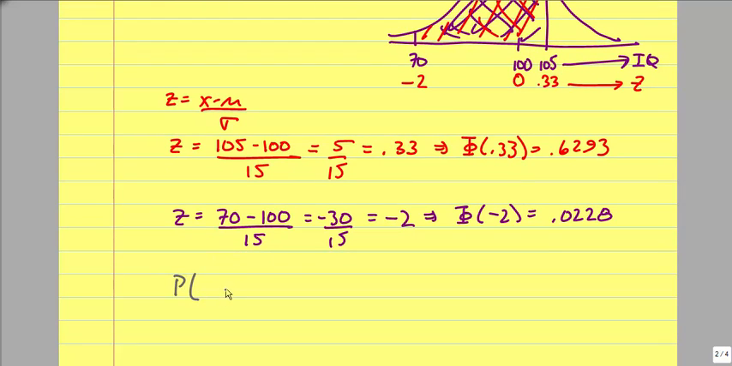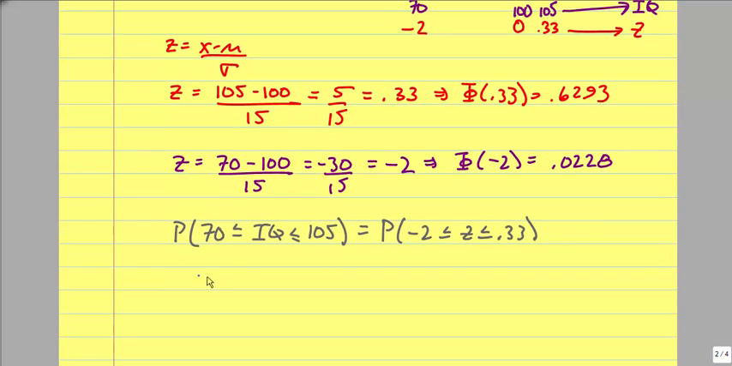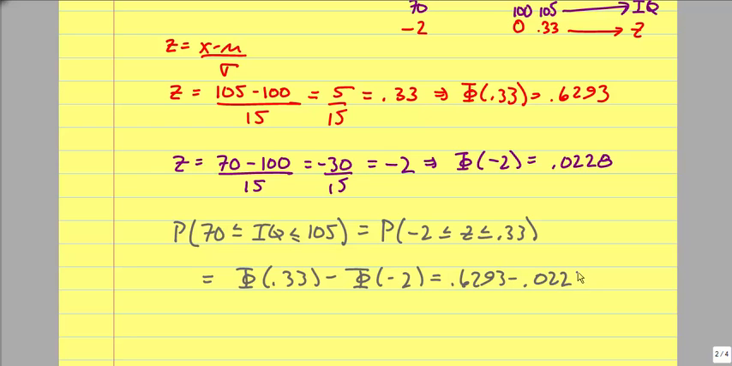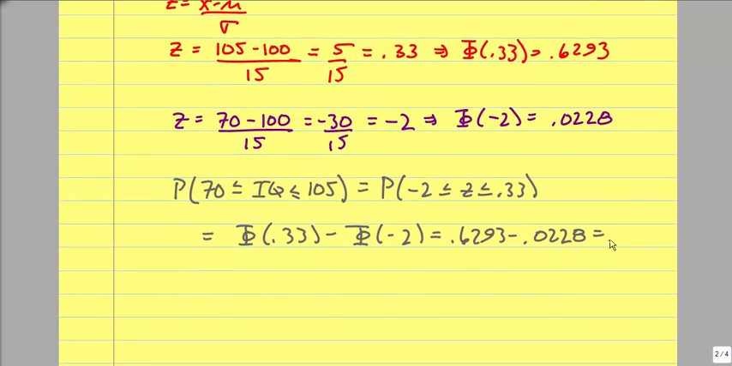Now the way that we could write this out in terms of a probability statement, which I think is really helpful, is I'm basically saying what's the probability that IQ is between 70 and 105. Now it doesn't matter if these are less than or equal to. So this ended up being the same as the probability that negative 2 is less than or equal to my standard normal random variable, which is less than or equal to 0.33. So the way we look this up then is phi of 0.33 minus phi of negative 2, 0.6293 minus 0.0228. And again, what I have for my solution then was 0.6065. So this is another way to look at that same problem.